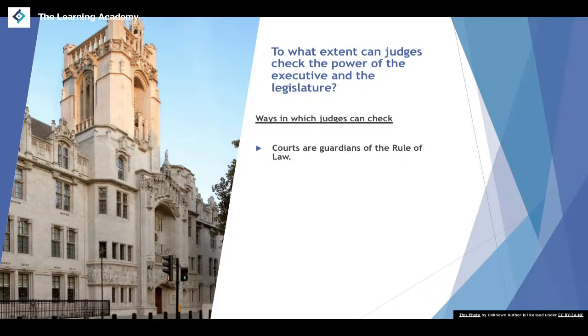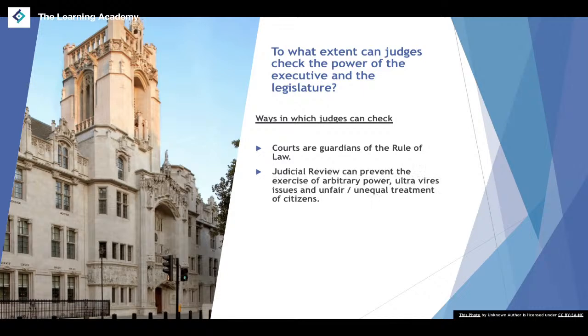The executive and the legislature effectively have broken the rule of law in these examples, and the judges have come in and said, no, you cannot do this. You have acted ultra vires, you have acted beyond your means, and we are going to protect the rule of law by protecting these individuals. That's an example of how the courts can be seen as guardians of the rule of law, but you could also use these examples and these particular cases when we are talking specifically about the Human Rights Act, which will be another point.